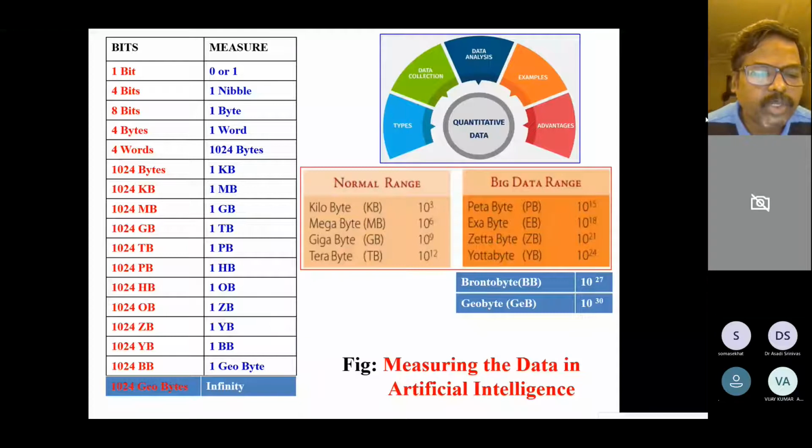1024 geobyte is equal to infinity. So this is the way we are measuring data in artificial intelligence applications. If you see in mathematical range, how do we measure the data?